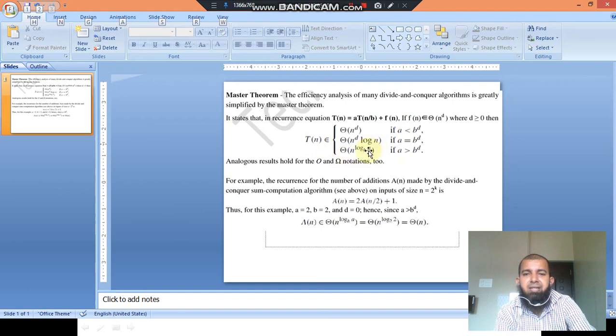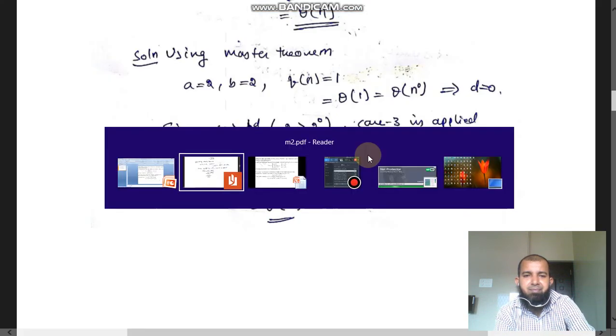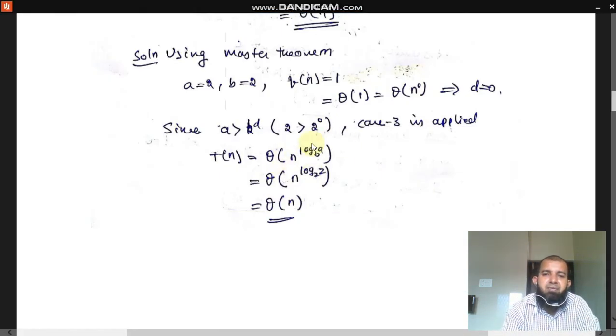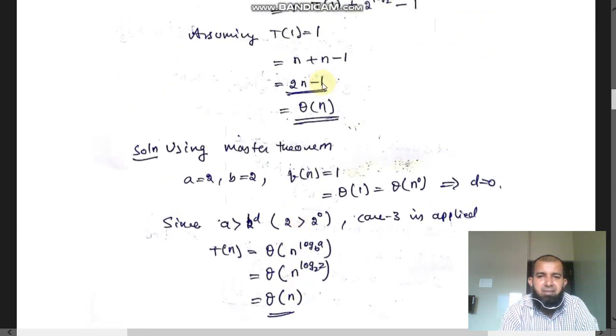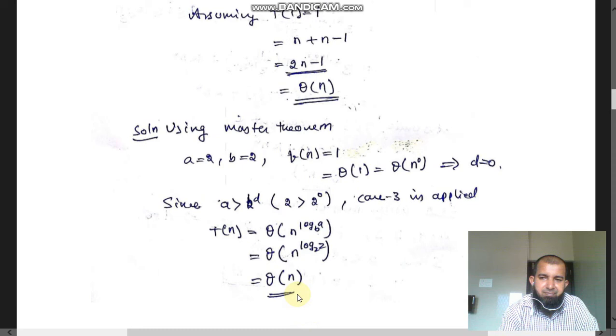What is T(n)? Theta of n to the log a base b. The b value is 2, the a value is also 2. So log 2 base 2 is 1, n to the power of 1 is n. So Theta of n. You get the same answer both ways, Theta(n). This is the substitution method, and this one is the master theorem.